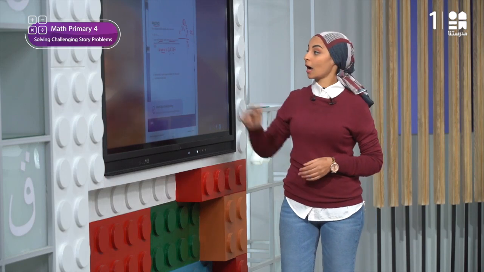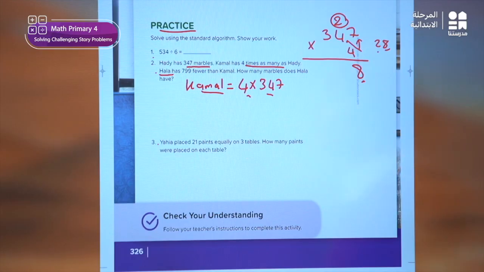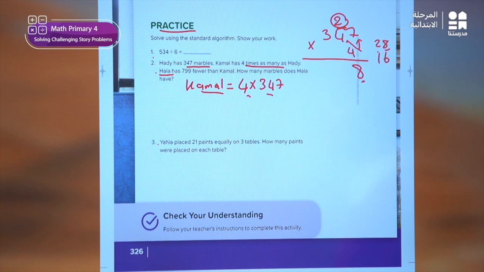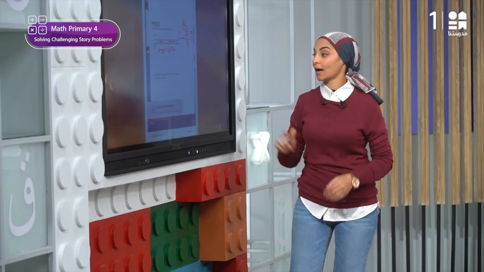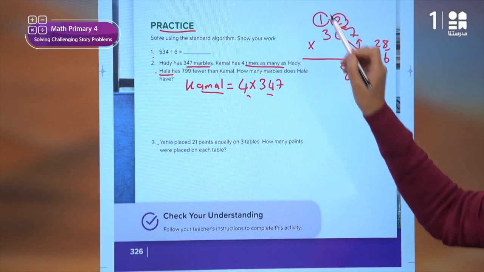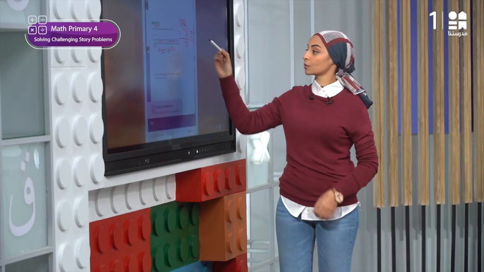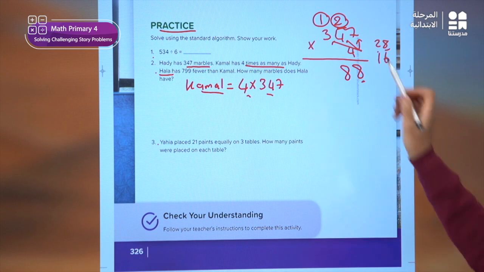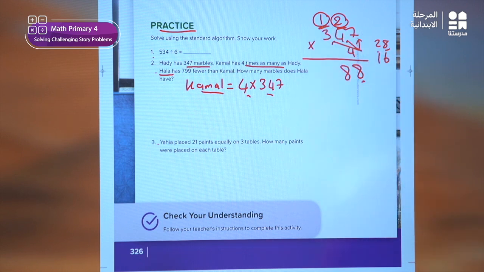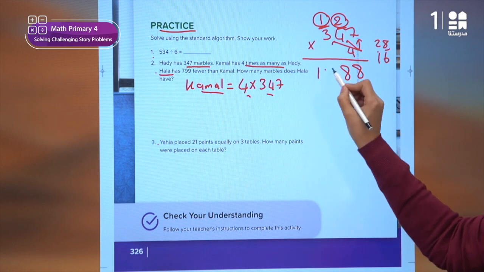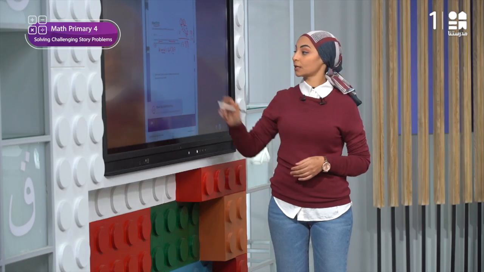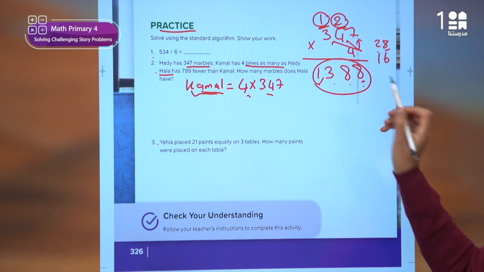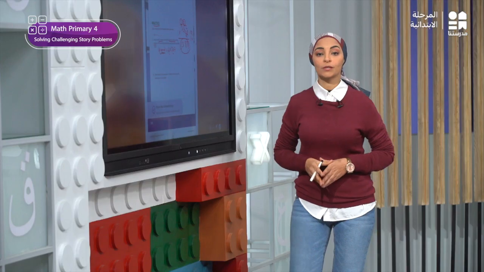Then, what should I do? I will multiply 4 times 4. Here, 4 times 4 equals what? Of course, 16. And don't forget to add the 2. 16 plus 2 gives me 18. Again, I will put the 8 down and carry up 1 on the 100 place. Then I will move to the 100. I'll multiply 4 times 3. 4 times 3 equals what? 12. And don't forget to add the 1. So 12 plus 1 gives me 13. I will write it here in this place. So the answer is 1388. So Kamal has 1388 marbles, right?